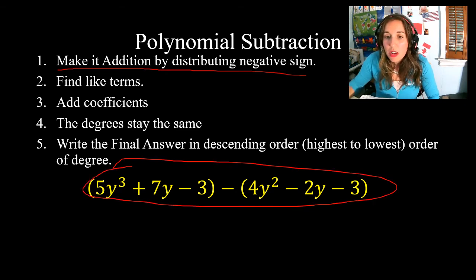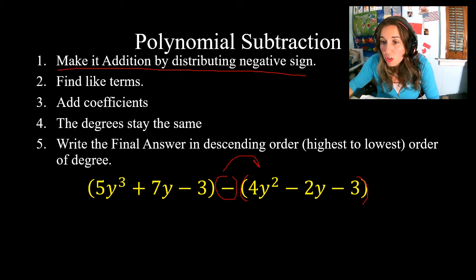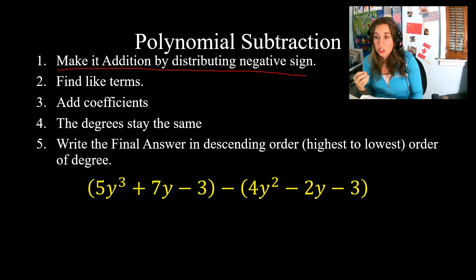Here it is. All right, so we have quantity 5y cubed plus 7y minus 3 minus quantity 4y squared minus 2y minus 3. Whenever you see a negative sign, you guys, and parentheses coming right after it, it should scream distribute at you. You need to take this negative sign and you need to distribute it through to each of the terms within the parentheses, okay? So that is our first step. Once we do that, we're going to deal with it just like we did addition, all right?